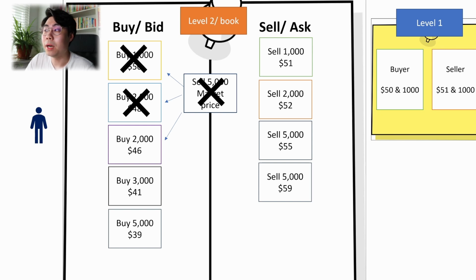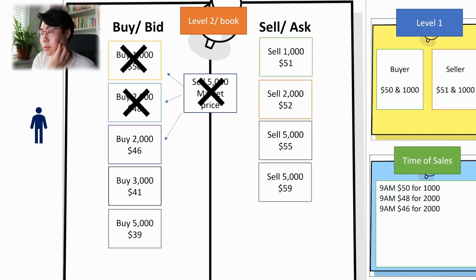There's another item that pops up called the time of sale. So time of sale records basically all the trades that have been fulfilled. It includes the time of sale, it includes the price, and it includes the quantity. So as we can see at 9 a.m., there is 1,000 shares sold for $50. The second one is $48 for 2,000 shares. And lastly is $46 for 2,000 shares. The order of these does matter.